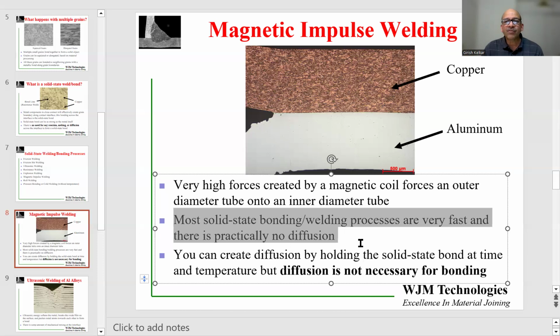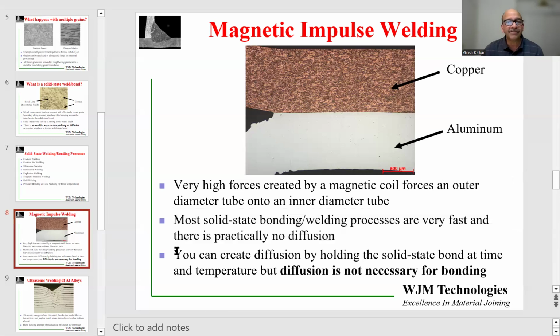Many solid state welding processes are very, very fast, and there is just not the time required for diffusion. Diffusion is a time and temperature dependent process, whereas many of these solid state bonds happen at fairly low temperature and very, very fast. That's why diffusion is not really a component of this bonding process.